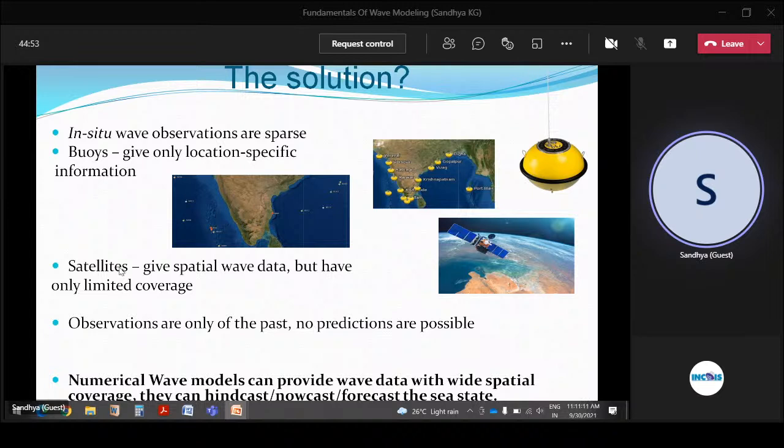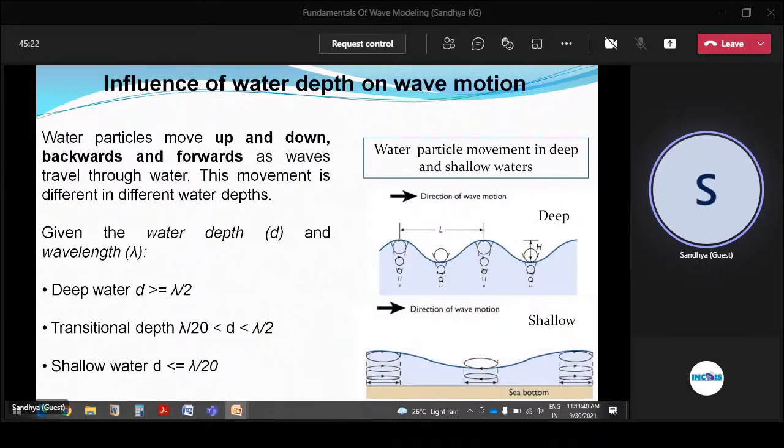Now, satellites, of course, give a spatial coverage, but these two buoys give only location-specific information, whereas satellites give a spatial coverage. But the main problem with the observations is they are of the past, so no predictions are possible. But numerical wave models can provide wave data with wide spatial coverage. They can give the hindcast, nowcast, or forecast of the sea state. So we require the numerical wave models as a solution to the problem.